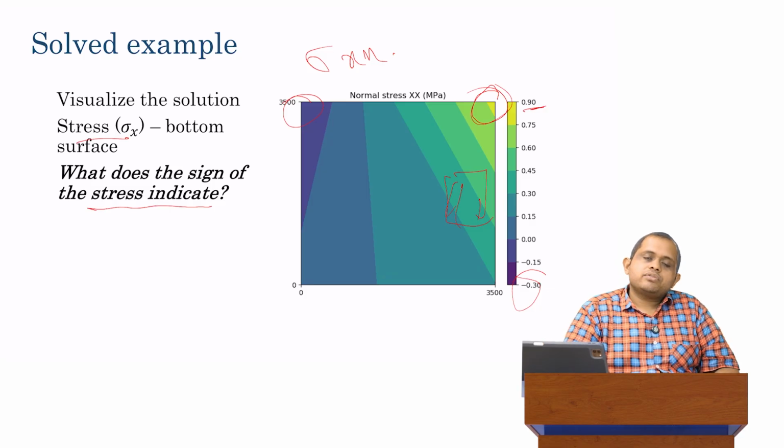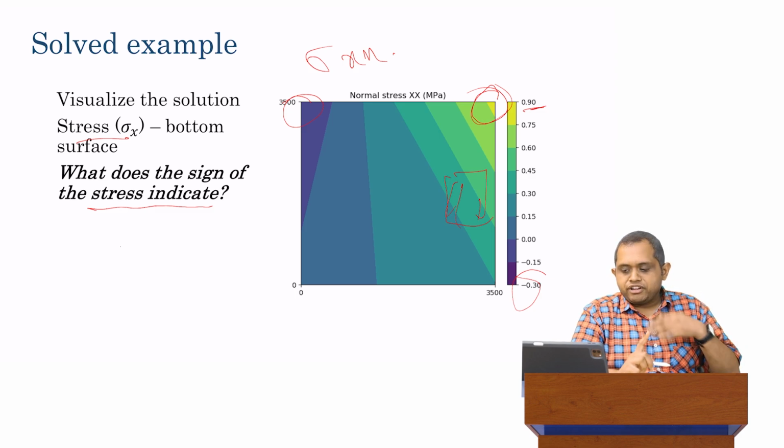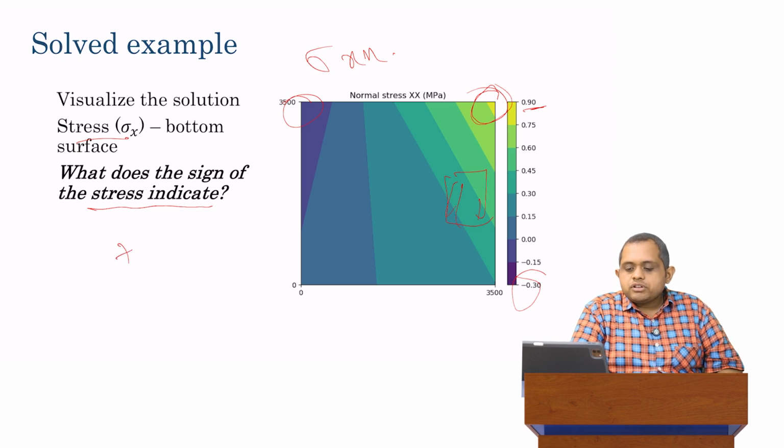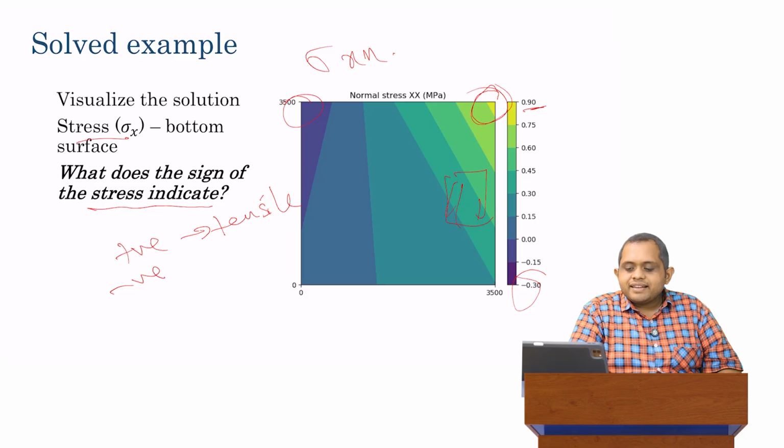What does the sign of the stress indicate? That is very important, and ISLAB has a very important convention. This is something to keep in mind. A positive stress is tensile. The stress is calculated with this assumption. The positive stress is tensile, and negative stress is compressive.